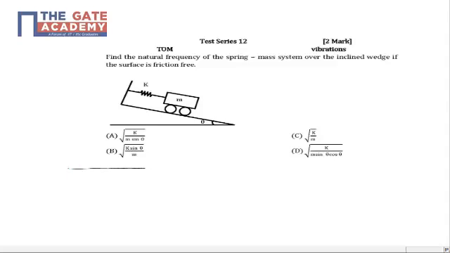So let's consider a single spring mass system. This is on an inclined plane, so we need to find out the natural frequency. The surface is smooth, so first we consider the static. As usual, we consider the static part.